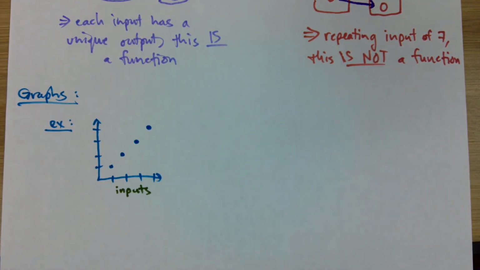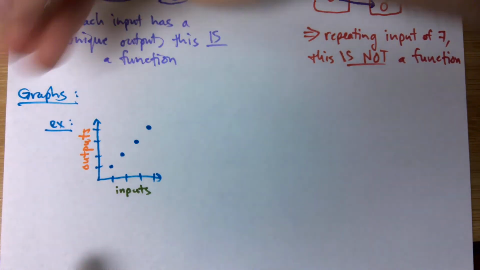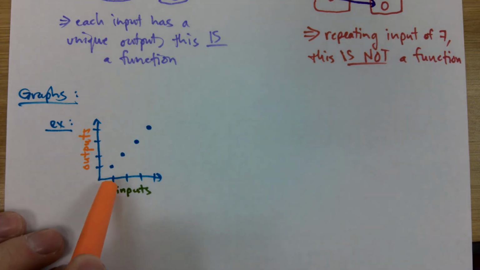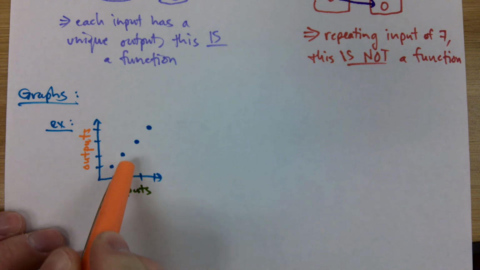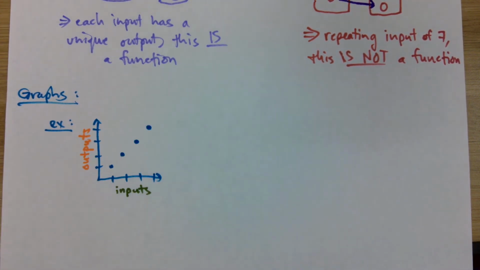So with this graph, our x-axis is our inputs, and our y-axis is our outputs, right? Just like with the other ones. X equals input, y equals output. Now take a look at this graph. Does each input to this graph have a unique output? Yes, it does. If we put in 1 here, we get an output of 1. If we put in 2, we get 2. If we put in 3, we get 3. If we put in 4, we get 4, right?